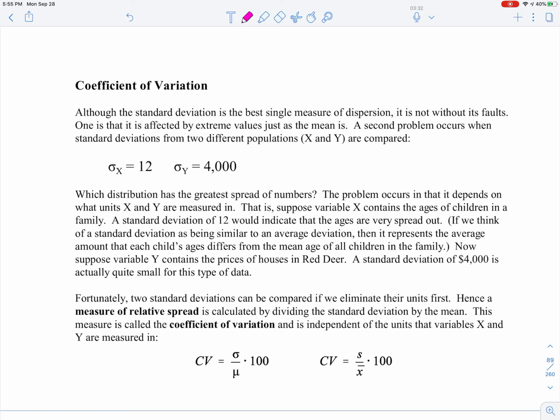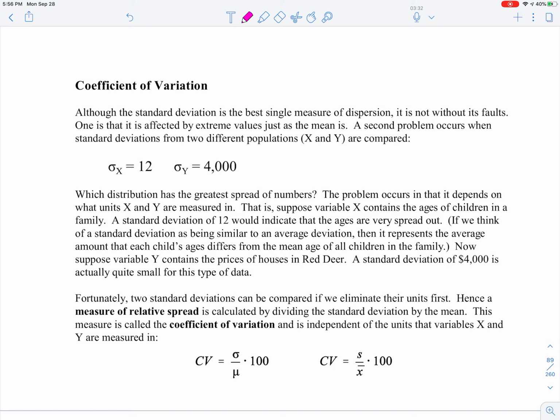One of the problems is that it's affected by extreme values, just as the mean is, right? In fact, it uses the mean in its calculation. So when we were talking about the average income of people in our class, if Bill Gates is here in our class and we've got an average income of $43 million, that's not a very good representation of what the actual average income is. Same with standard deviation, because the mean is used in its calculation. So it's affected by extreme values.